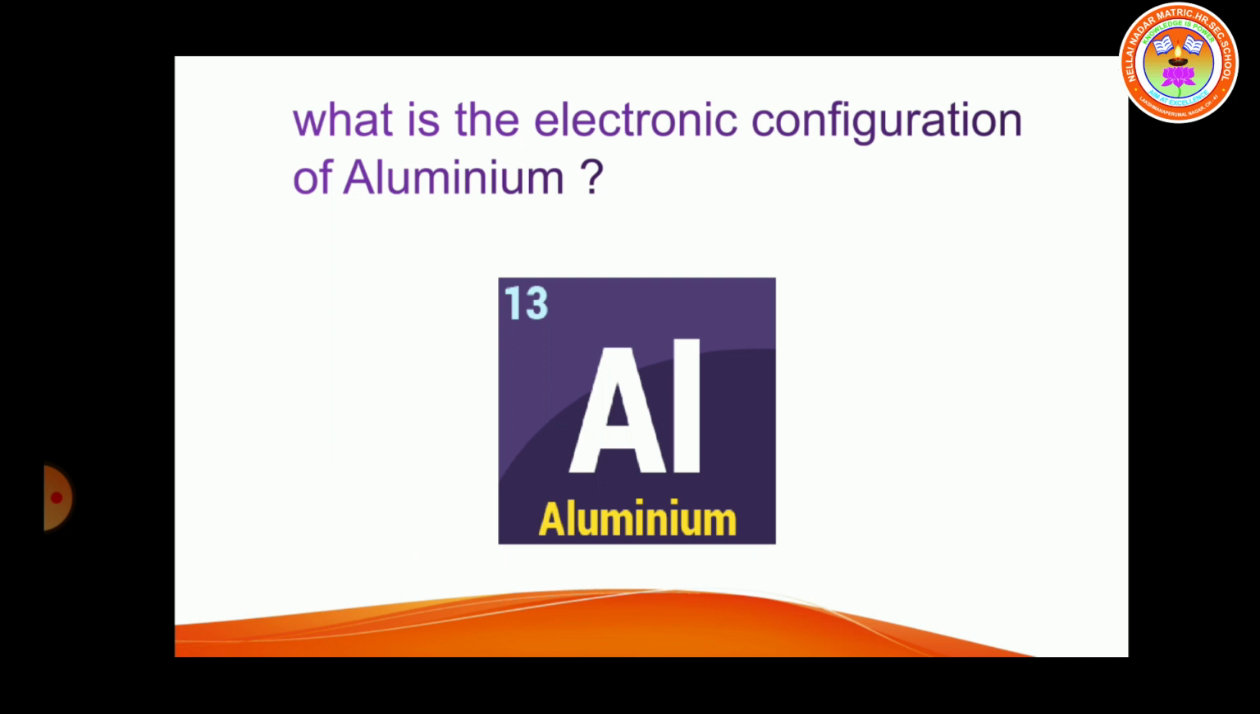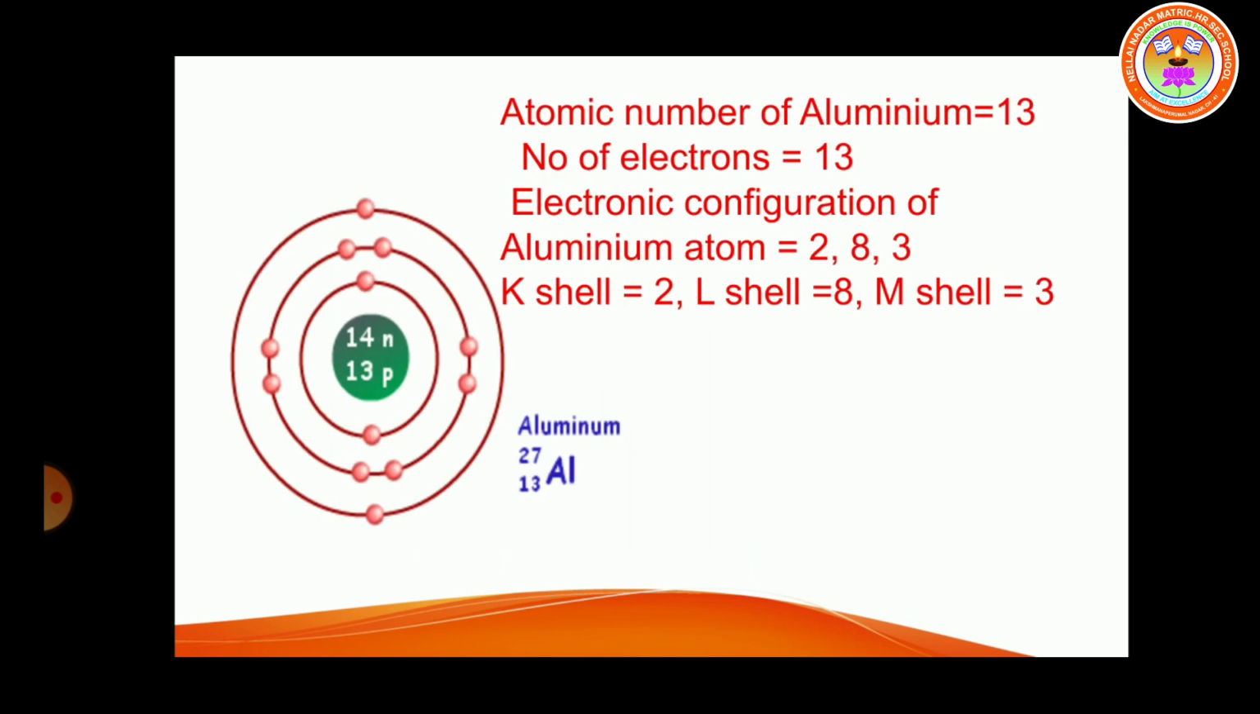Next, what is the electronic configuration of aluminium? You know the symbol of aluminium is Al. The atomic number of aluminium is 13. That means 13 electrons are present in aluminium. So, the total number of electrons present in aluminium is 13. Then how do we write the electronic configuration? Totally 13 electrons are present.